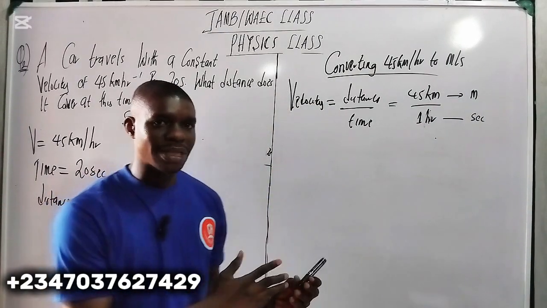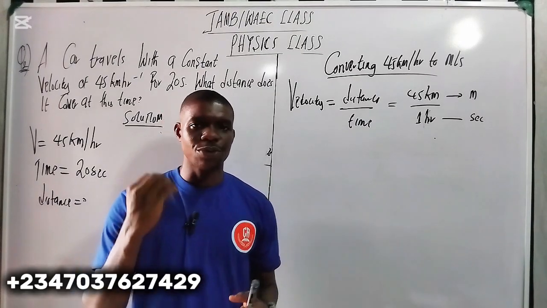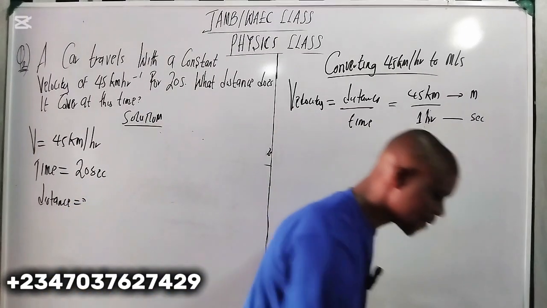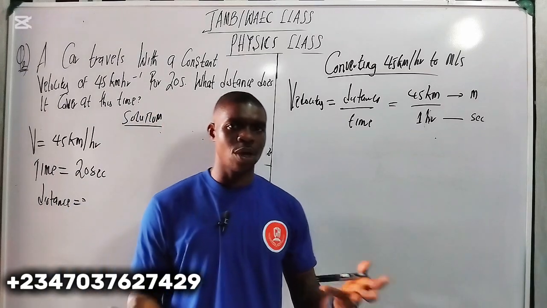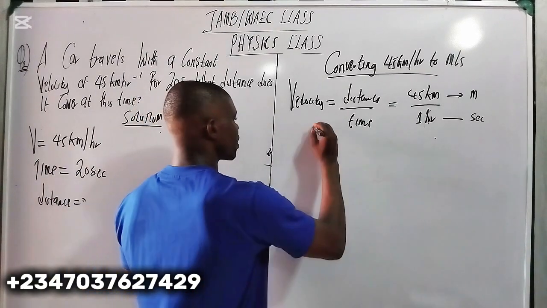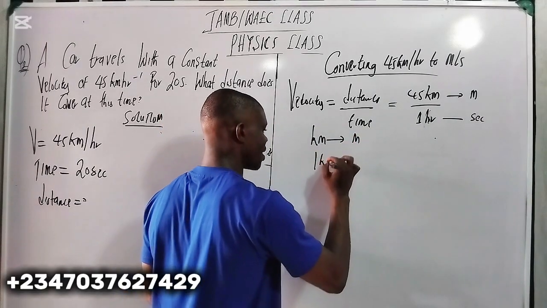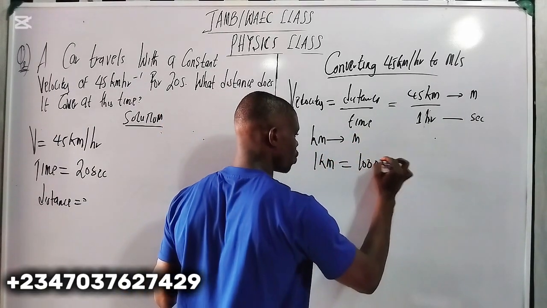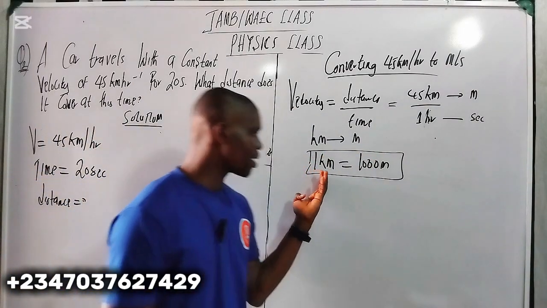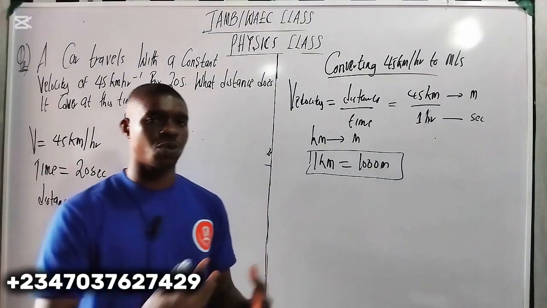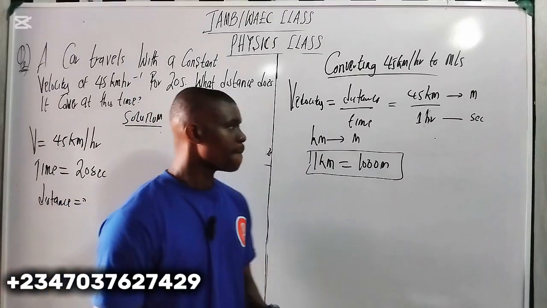So how do you convert kilometer to meter? There's a relationship between kilometer and meter. That is why you must understand unit conversion. As a science student, you must crack your brain and do your best to understand unit conversion, so you can convert one into the other. 1 kilometer equals 1,000 meter. For every 1 kilometer, you have 1,000 meter. That is the main thing to understand.